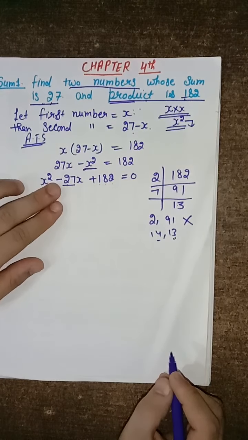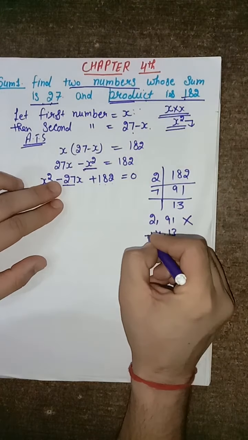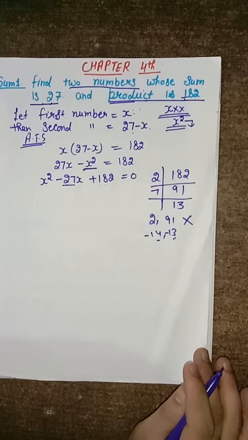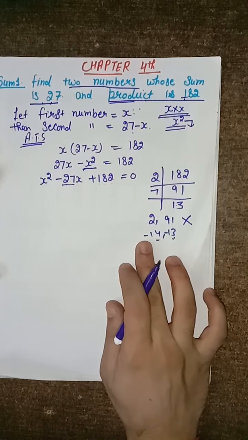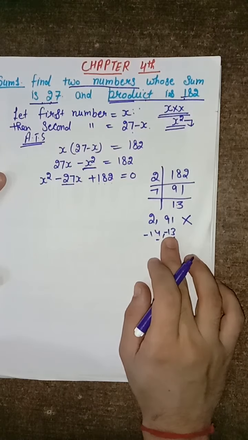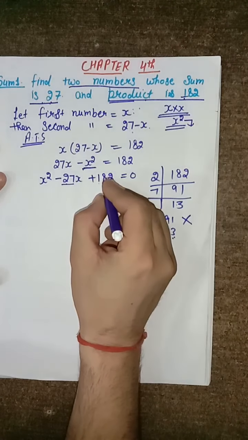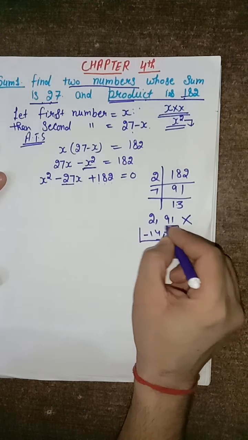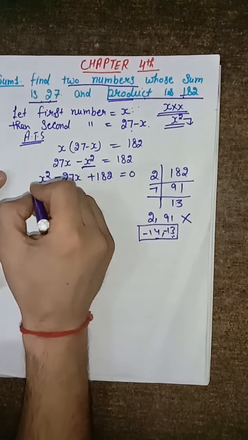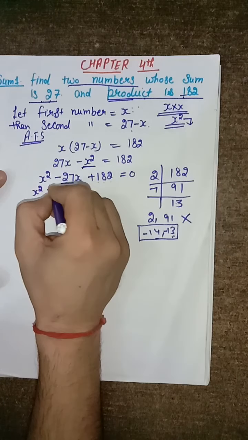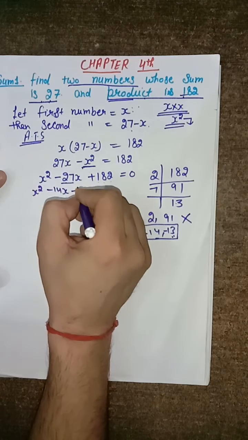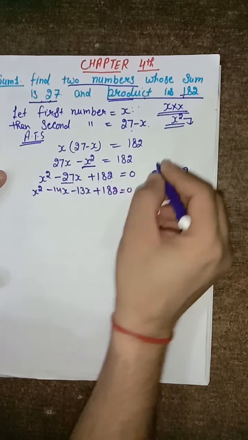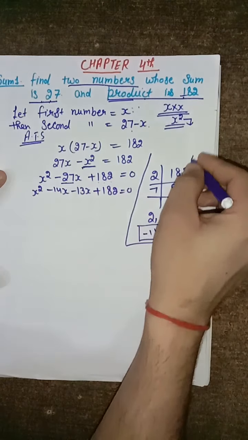To make minus 27, we put a negative sign on both numbers. If minus 14 is multiplied with minus 13, we get minus times minus is plus 182. This means these two factors are absolutely right. So put here x square minus 14x minus 13x plus 182 equals 0. This is your rough work.